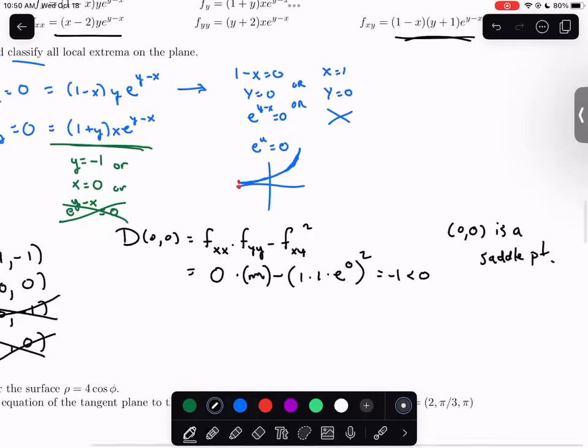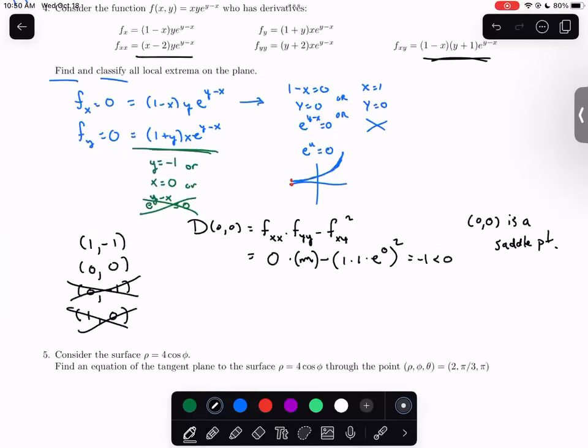On the other hand, if I plug in 1, negative 1, again, into this determinant equation here, I'll try my best, going back up to my double x derivative, 1 for x, negative 1 for y, and this would be what, e to the negative 2, I suppose. So that's my double x derivative here.